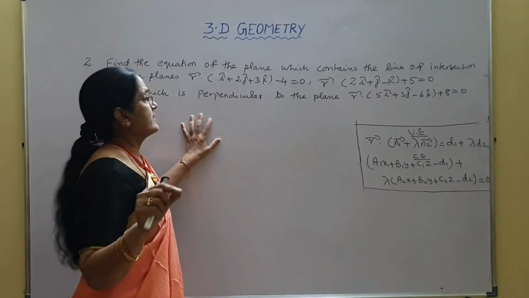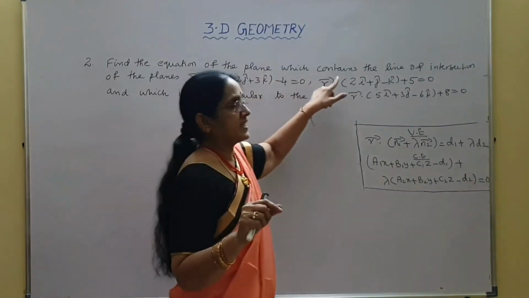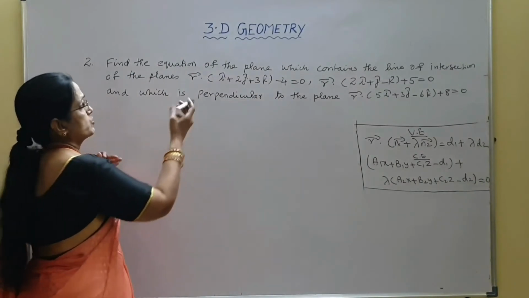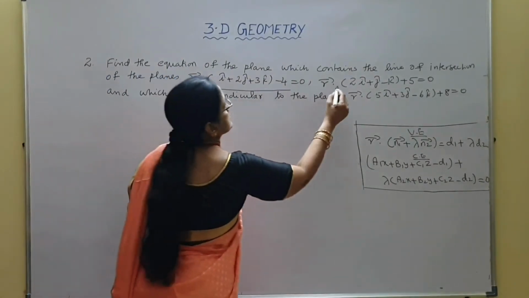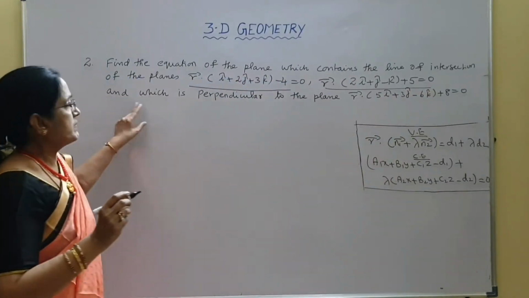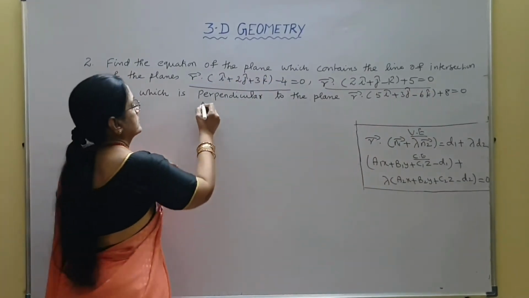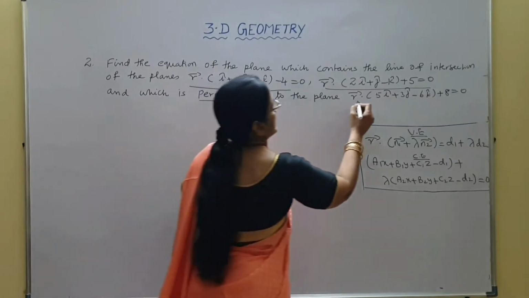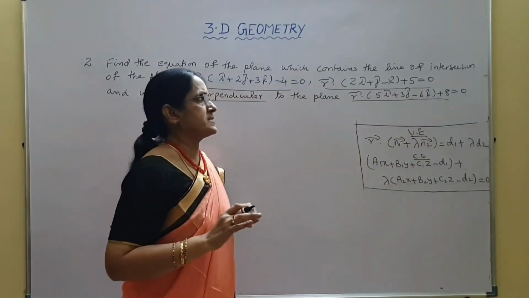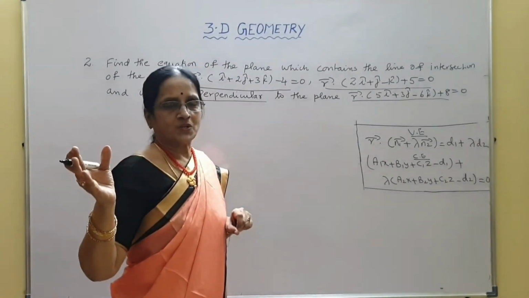Here you have to find the equation of the plane which contains the line of intersection of these two planes and which is perpendicular to the plane r vector dot (5i cap plus 3j cap minus 6k cap) plus 8 equal to 0.